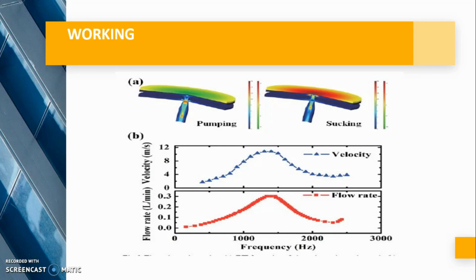In figure 6b, we can see the experimental data of the micro air cooler. The micro air cooler can generate an air jet with a velocity as high as 11 meters per second. The output flow rate is also high, reaching 0.3 liters per minute. Such high air jet velocity and flow rate could help the heat rapidly dissipate to the environment.